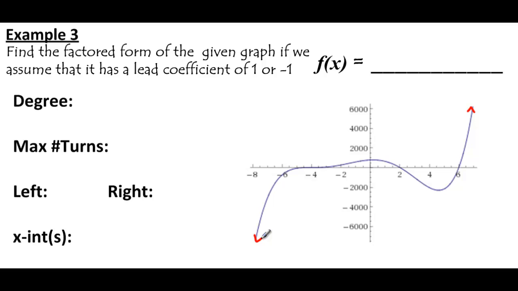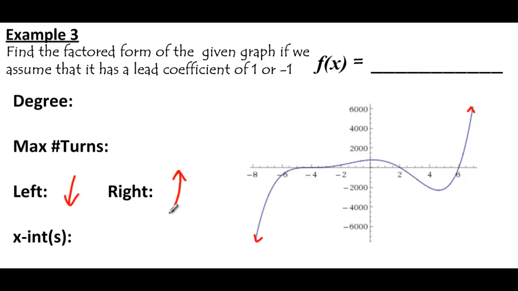Find the factored form of the given graph if we assume that it has a lead coefficient of 1 or negative 1. Okay? The 1 will tell us if our lead coefficient is positive. Here, a negative 1 would mean it's a negative, and we could tell that by looking at the graph. So we want to know the degree, maximum number of turns, left and right behavior, and our x-intercepts. So what would be easiest? Well, left and right behavior should be pretty easy. I know the left side goes down, the right side goes up.